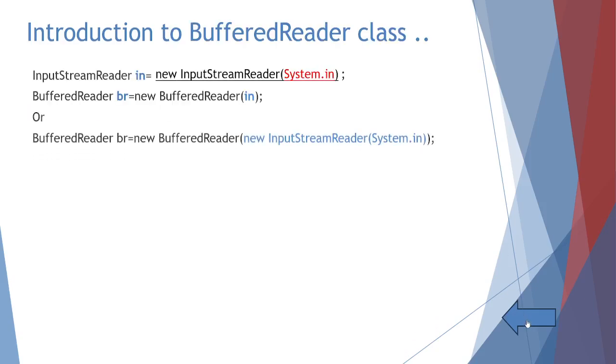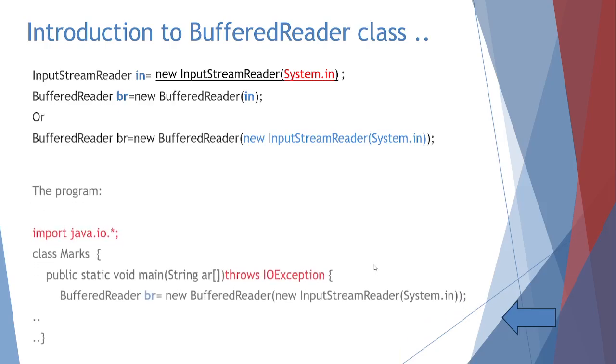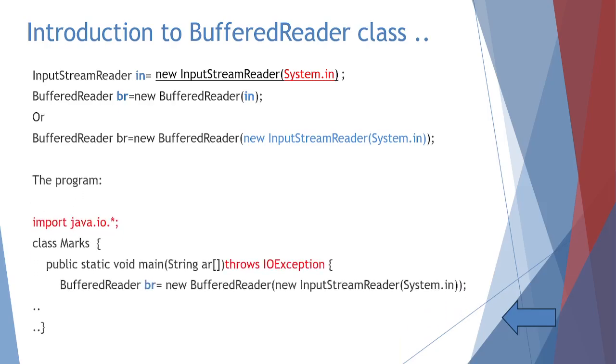So, we need to use InputStreamReader along with the BufferedReader class with the help of two lines or only one line. But all these classes are defined in the IO package. So, import java.io.* is compulsory. And whichever method uses the BufferedReader class, in our case the main method, it can be an input method, a read method, any method, must use throws IOException.